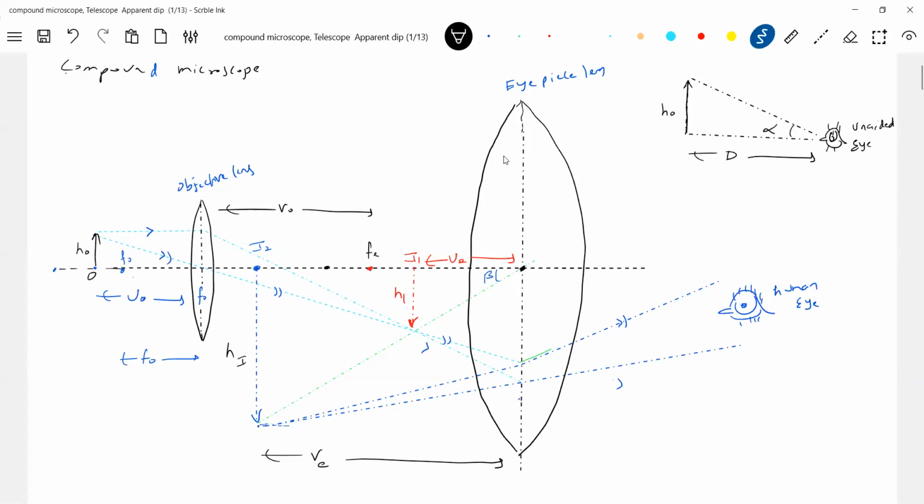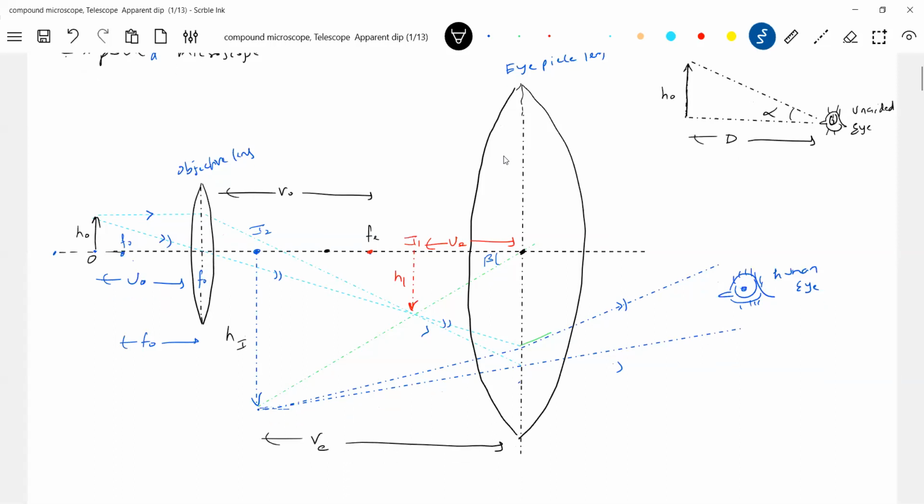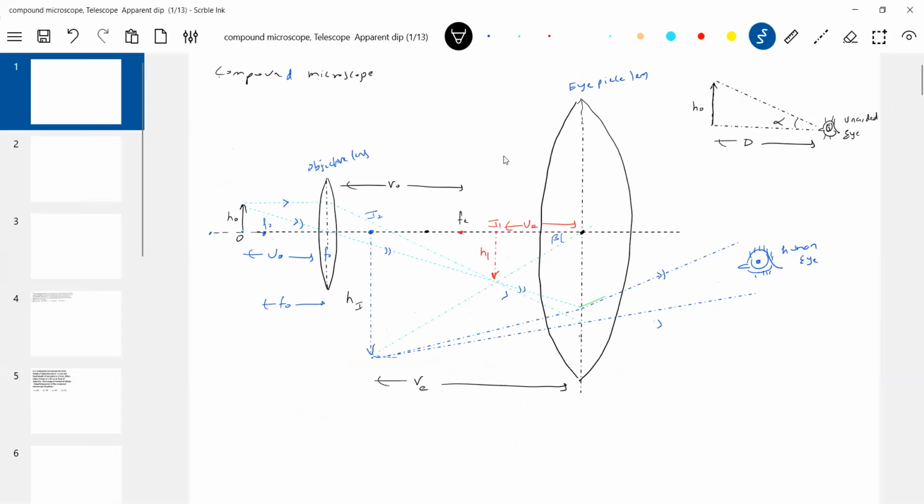Okay, let's get into the magnifying power of this compound microscope. What is the basic formula? I think I have space here. Let me write it. What is the magnifying power? Angle subtended by the image at the eye, which is taking help of the instrument, to the angle subtended by the object at the unaided eye. So it is beta and alpha.